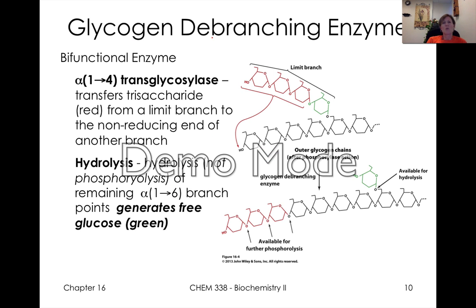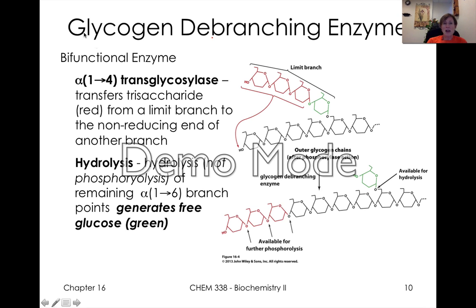All right, so we've mobilized as much as we can until we get within 5 residues of a branch point. So again, here's our branch point here. We've cleaved that 5th residue from a branch point, and we have left what's called a limit branch. So glycogen debranching enzyme is a bifunctional enzyme. We're going to see lots of bifunctional enzymes, which means it's an enzyme that can perform 2 very different catalytic functions. One of the functions it has is called an alpha-1,4 transglycosylase activity.